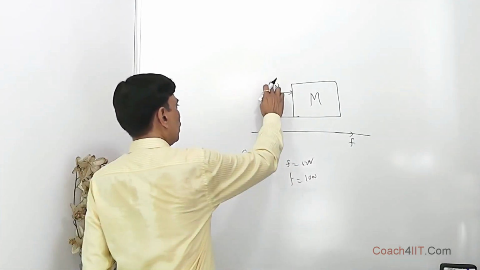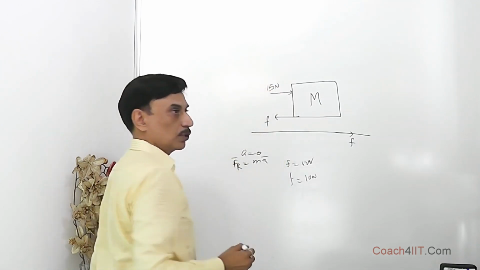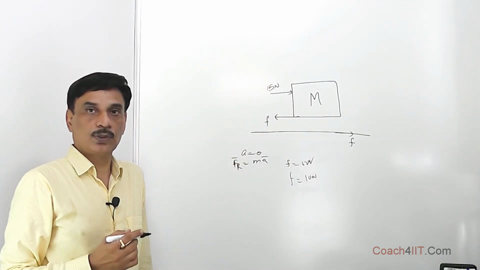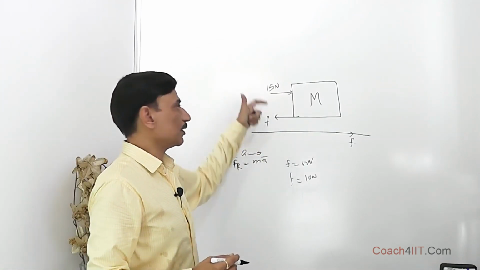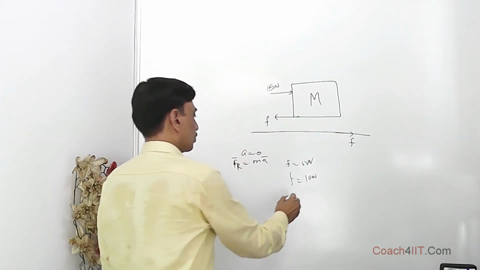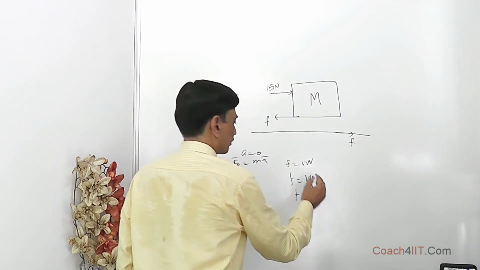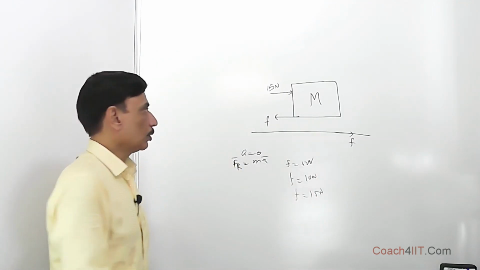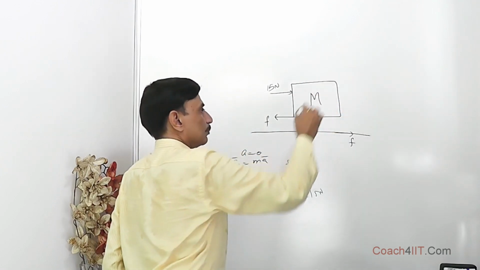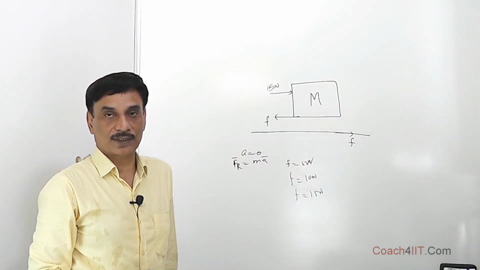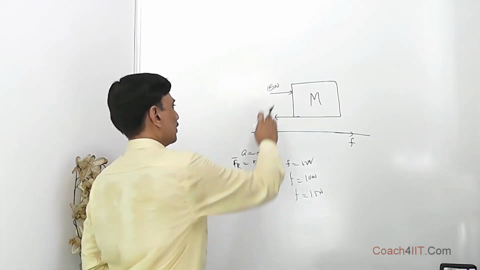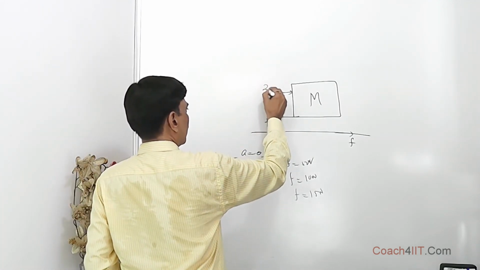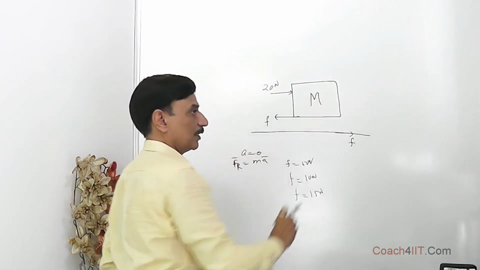We increased to 15 Newton and it still doesn't move. So once again acceleration is equal to 0, once again the net force is equal to 0. It means this has self-adjusted itself to 15 Newton. But at one value, when we apply this force, it starts moving. Suppose at 20 Newton it starts moving, it starts accelerating in this direction.